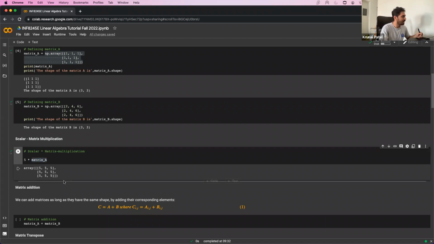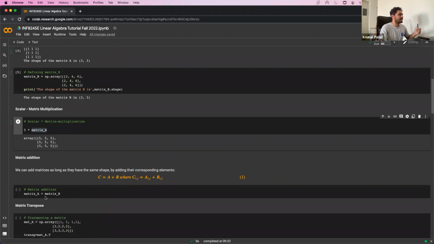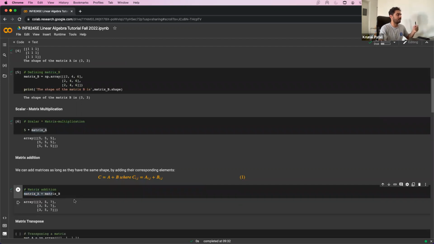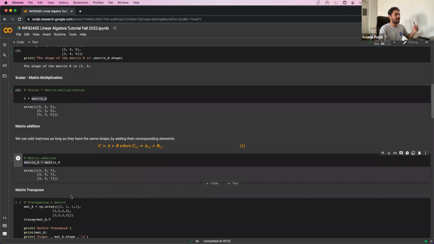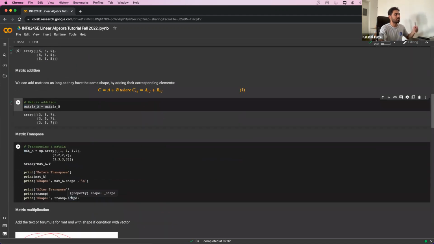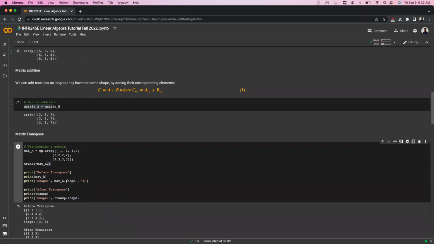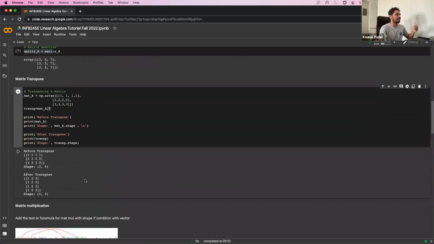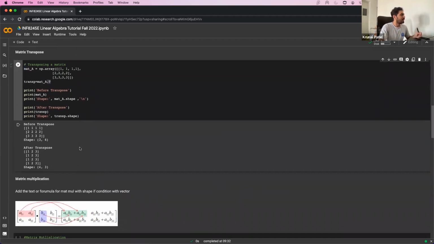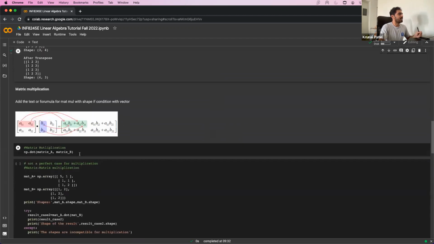So that is easy. Matrix addition is also very trivial, like just add those two matrices like you are adding two variables, and that will do the matrix addition part. Matrix transpose is even easier, just write .T and that will be your transpose, right? So these are very trivial, easy things to do in NumPy and Python. And finally, the matrix multiplication.